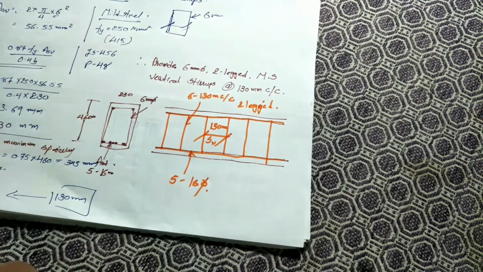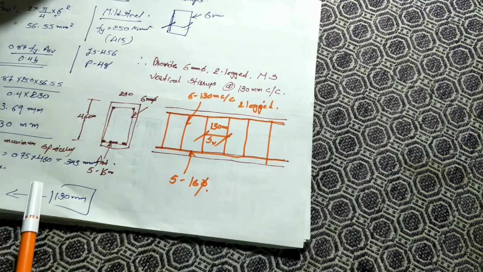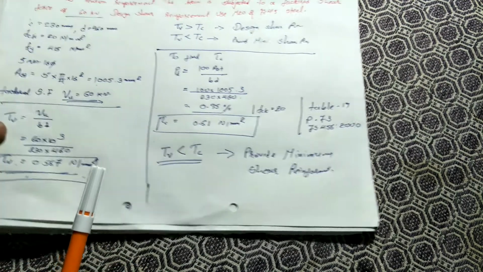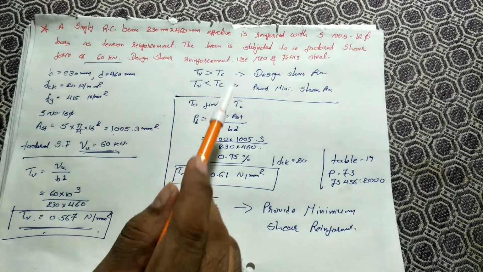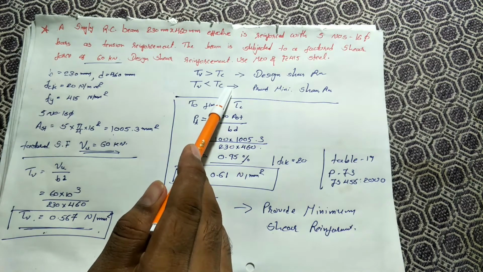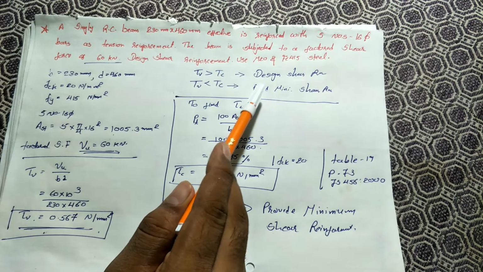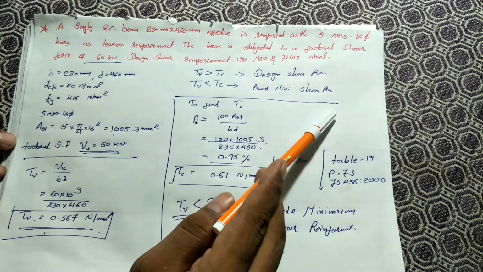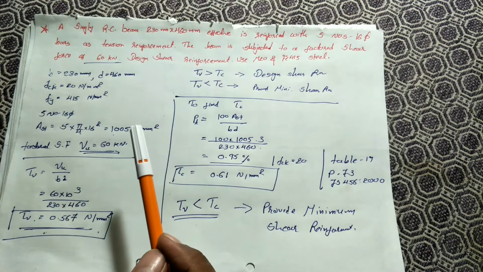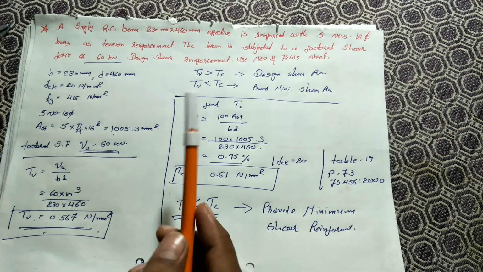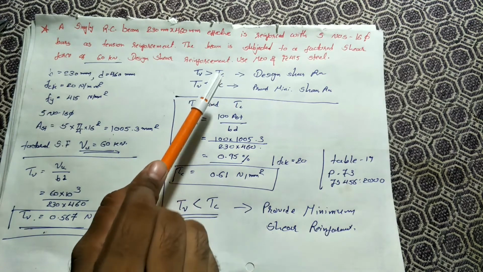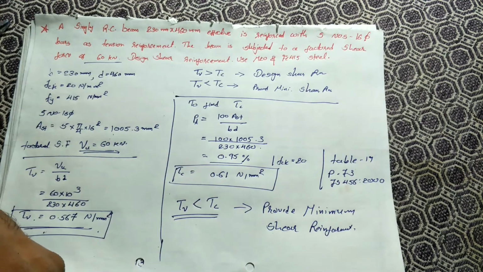So this is all about the first question of shear reinforcement design, in which we solved a numerical with the condition tau v less than tau c, so that we have to provide minimum shear reinforcement. Now in the next video we will solve a numerical in which we have the condition tau v greater than tau c, so that we have to design shear reinforcement. Thank you.